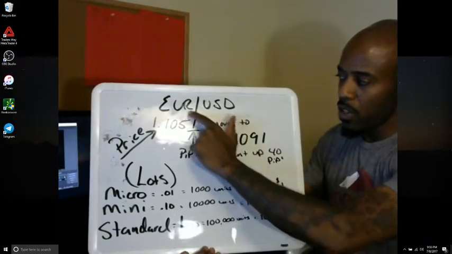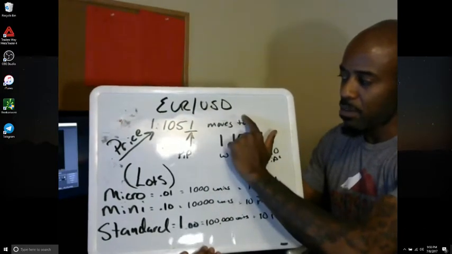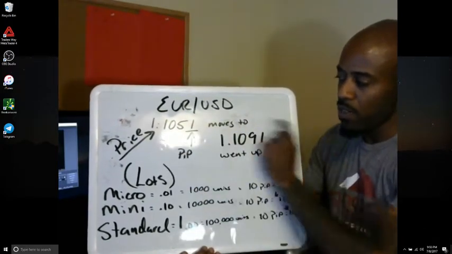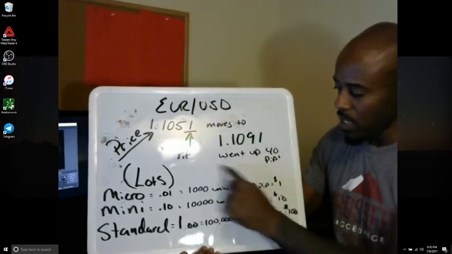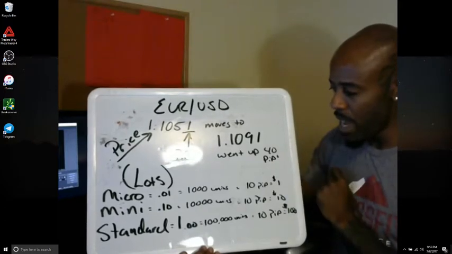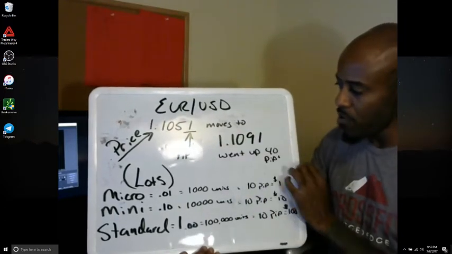All right. On the Euro USD, you have a bid and an asking price. Okay, we're trying to buy that fourth decimal place. It's called a pip. All right. As it increases or decreases, either way, we can make money. In this case, the price moved up 40 pips.